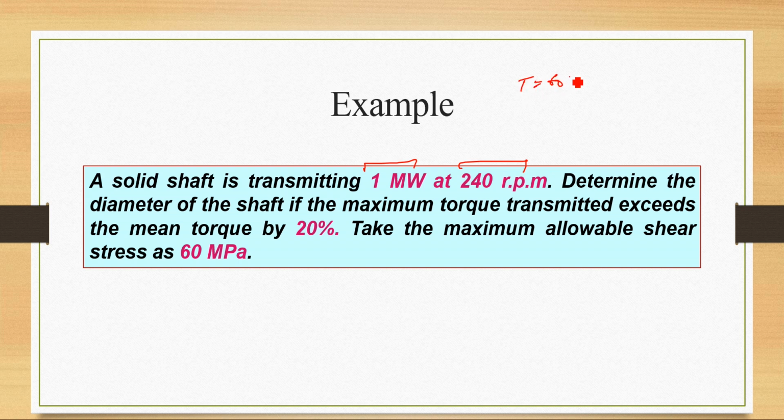So we know that T is equal to 60 P over 2 pi N, where power is 1 megawatt. 1 megawatt is written as 10 to the power 6, divided by 2 into pi into 240. Whatever the answer is, this is called your torque, and your maximum torque is actually equal to 1.2 of T. You multiply because it's exceeding by 20%, so we have 1 plus 0.2, the 20% factor. The rest is the same. You have to use the same D formula, D equals the cube root formula, to design the diameter of the shaft.